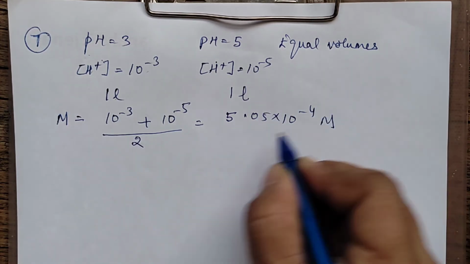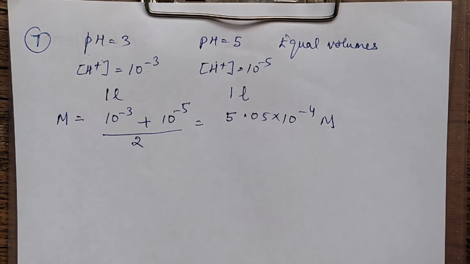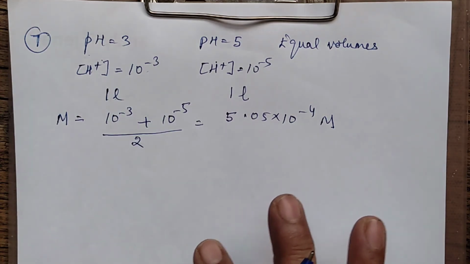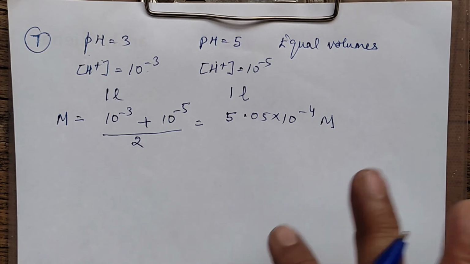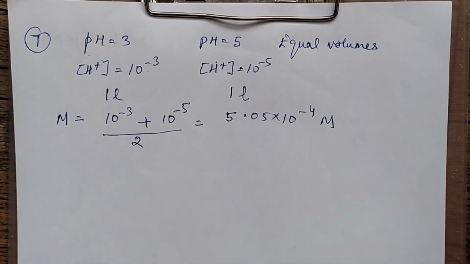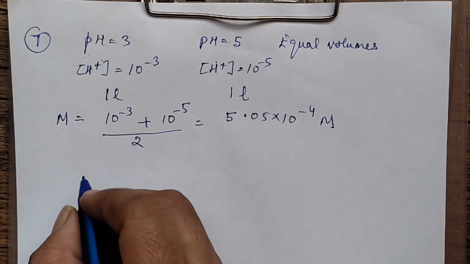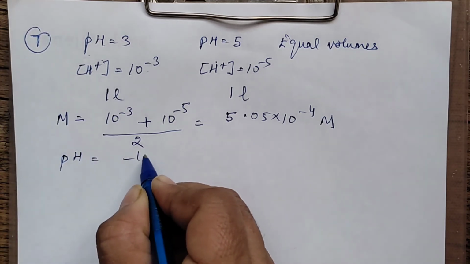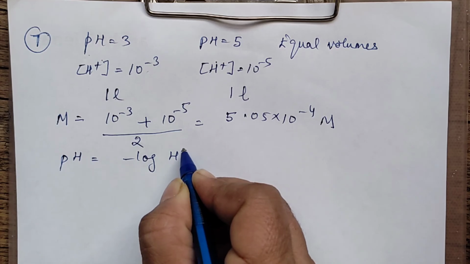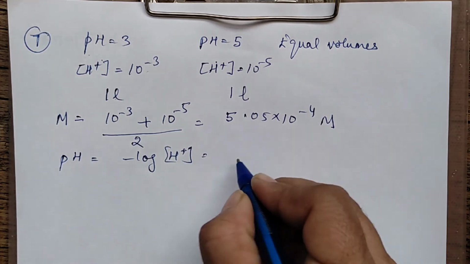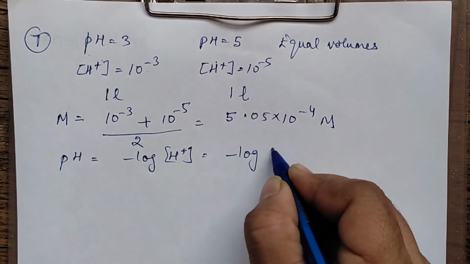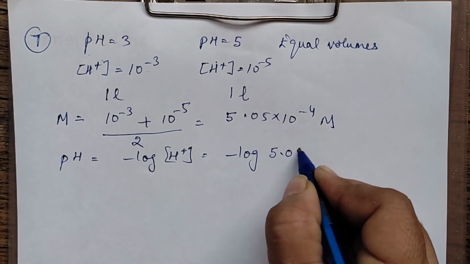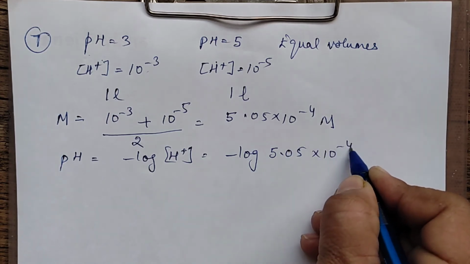This much molar is the H plus concentration, right? They have not mentioned, so we are not going to multiply with 2 or something. They have not mentioned it is dibasic or like that. So we are assuming them to be monobasic only. Using this molarity, now we'll be calculating the pH. pH is equal to minus log of H plus concentration. So we'll write it as minus log of 5.05 into 10 to the power minus 4.